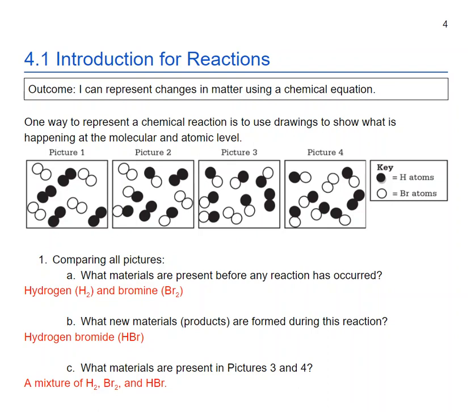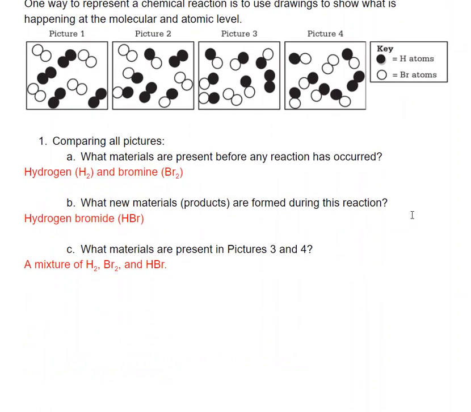Okay, this is 4.1 Introduction for Reactions. So our outcome is I can represent changes in matter using a chemical equation. One way to represent a chemical equation is to use drawings to show what is happening at the molecular or atomic level. So in comparing these pictures here, we're going to start with hydrogen and bromine, and we're going to start to form some hydrogen bromide.